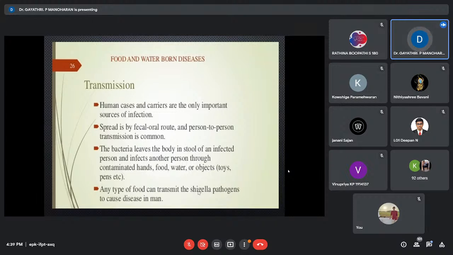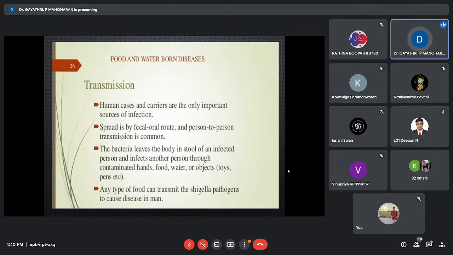Yes, from one person to another person it's very common சொல்றாங்க. The person ஒரு person யூஸ் பண்ற பிளேட்டை அடுத்த person யூஸ் பண்ணாங்கன்னா they may also get the shigellosis. The bacteria leaves the body in stool of an infected person and infect another person through contaminated hands, fruits, water or objects. Already சொன்ன மாதிரி பிளேட், டாய்ஸ், பென்ஸ் அதுல இருந்து கூட contamination ஆகும்னு சொல்றாங்க.